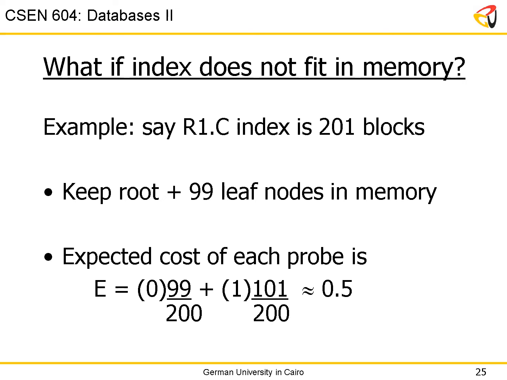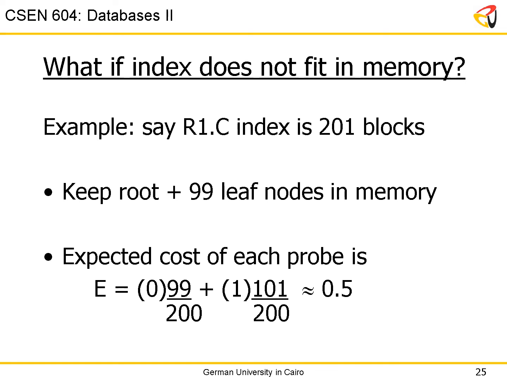So if I say that 99 out of the 200 are in memory, then it's 0 IO. And that's what you see down there in the last line. The cost is 0 IO multiplied by 99 over 200.